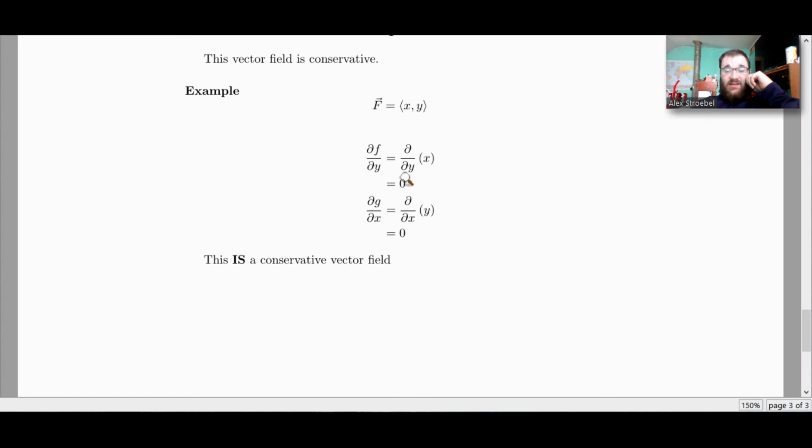So you just take the derivative of the first part with respect to y, the derivative of the second part with respect to x, and see if they're equal. If they are, good, it's conservative. If not, then it's not conservative, and you can't use any of the nice properties that come with that.